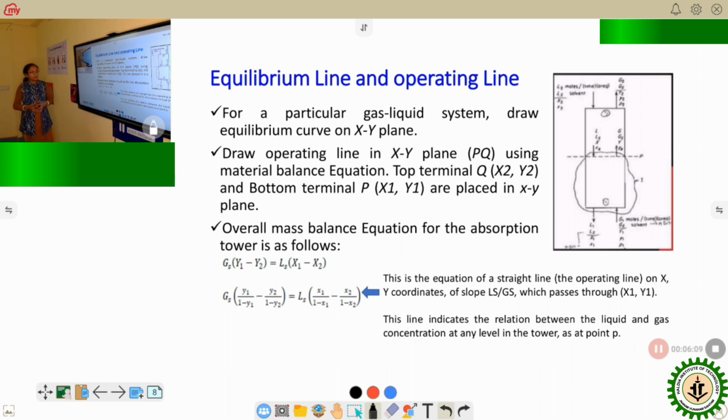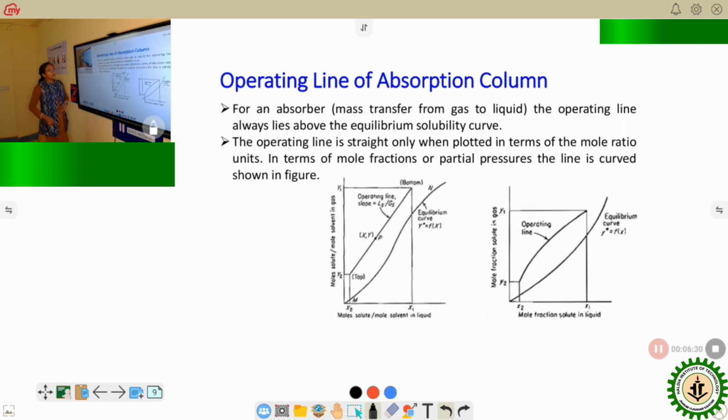Now, if you follow the equation, it is an equation of a straight line passing through two important points, (x1, y1) and (x2, y2), having a slope of Ls by Gs. Now, this relation indicates the relation between liquid and gas phase concentration at any level of the tower, at a point P. Now, the operating line of an absorption column may be a straight line or a curve, depending on the nature of plotting.